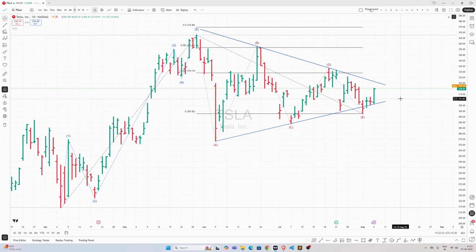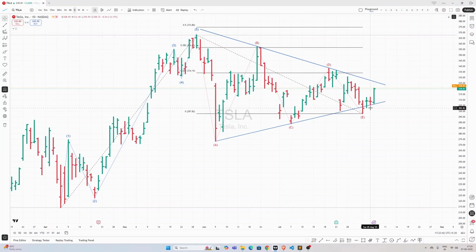What this essentially means is E wave usually breaks the boundary of the trend line before it actually ends. You can think of it as an E wave signature, because this is very common, and you will find this in most of the cases where an ABCD triangle forms.